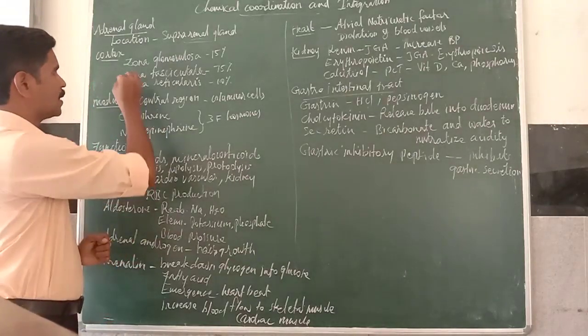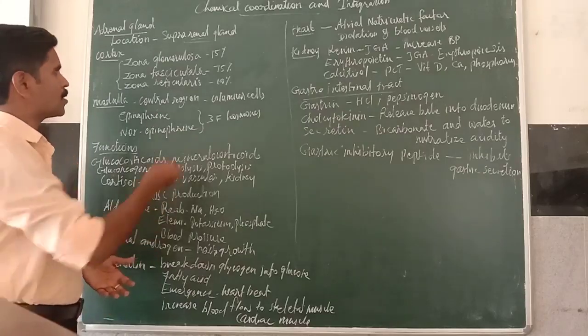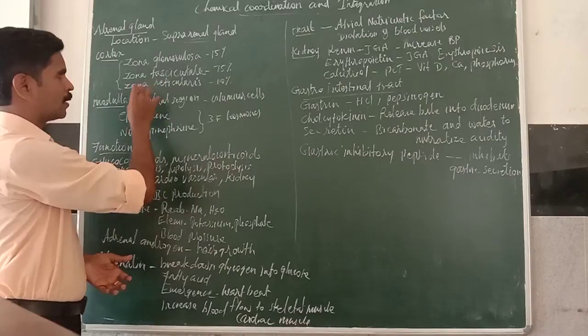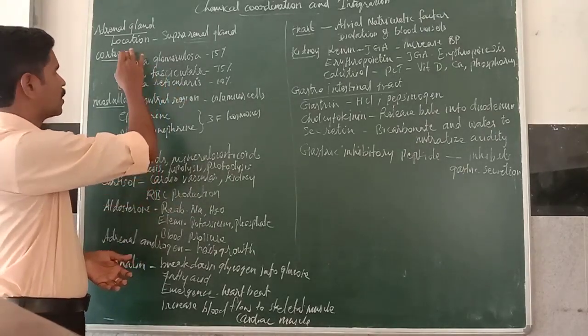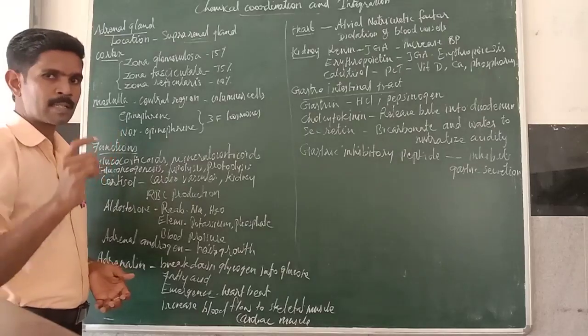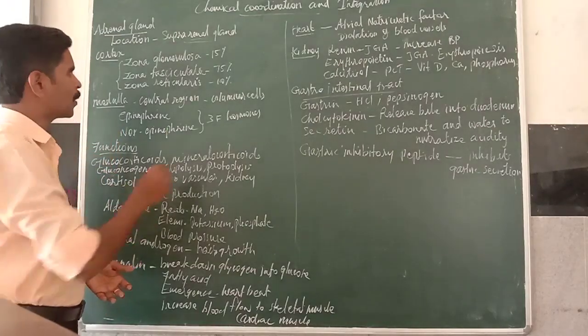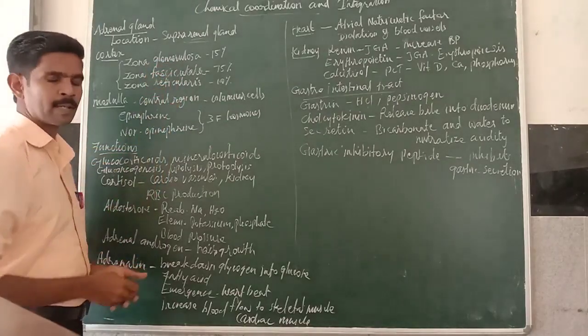Here, this cortex region is made up of three zones or three layers of cells. The first one is called zona glomerulosa, the second one is called zona fasciculata, and the third one is called zona reticularis. So, these are the three important zones present in the cortex region.